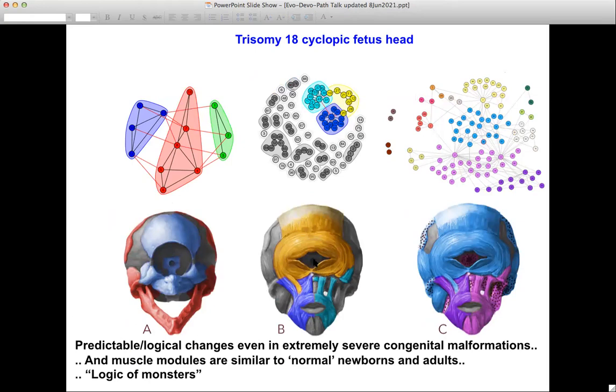Look at this. Even if these fetuses die inside the mother, because supposedly everything is going completely randomly, it's not going randomly, because even with one eye only, the 3 modules that we find in the normal newborn and normal adult head are still here. That is the logic of monsters. And again, these are not monsters. We will just use that name that was created by Per Harvard.